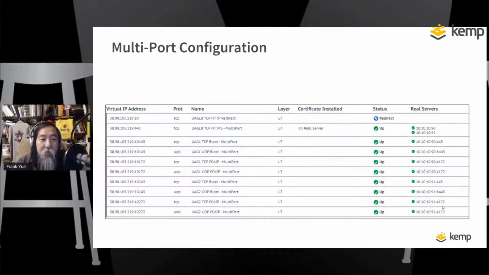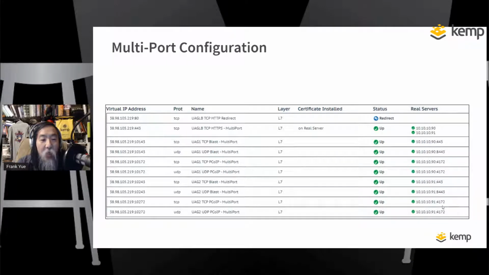So on the load balancer configuration, you can see this is getting a lot more complicated. I had that port 80 on top and the port 443 on top. But now I have all these multiple ports below it. Port 10143, TCP and UDP for Blast. 10172, which is PCoIP, and that's going to be the one server. You can see those go to server .90, and you can see the real server addresses on the UAGs are actually the appropriate ports, 8443 and 4172. But the virtual IP is going to be different because that's what we're advertising.